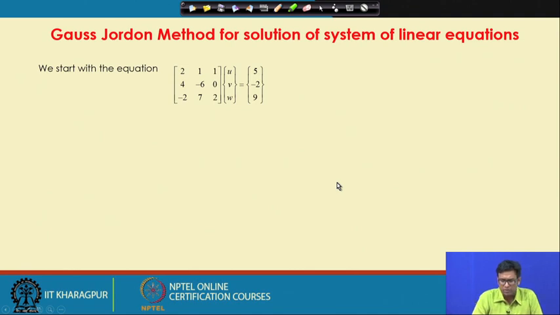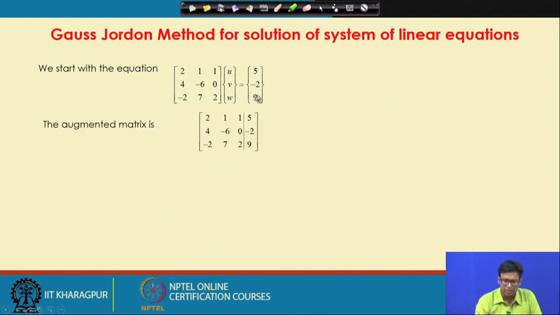We look at how the Gauss-Jordan method can be applied for solution of a system of linear equations. We start with the equation 2 1 1, minus 4 6 0, minus 2 7 2, times u v w, is equal to 5, minus 2, 9. Now we will try to get the reduced echelon form of the left hand side matrix, and through the same steps we should get the solution, which will be in the right hand side column vector.